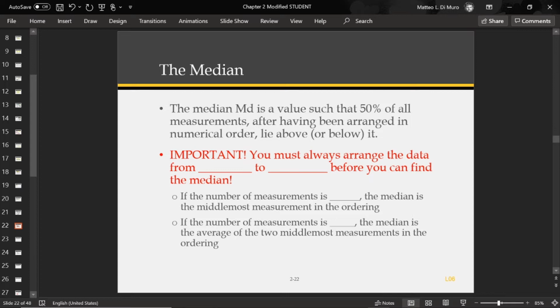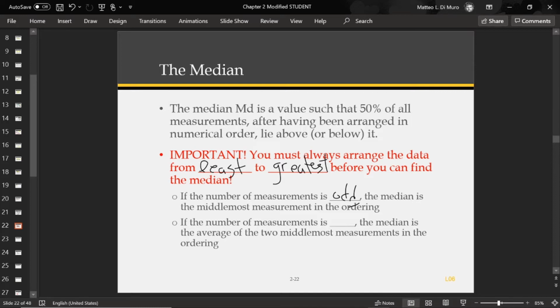We're going to learn a little bit more about the median. I got some fill in the blanks here, so important. You must always arrange the data from, do you remember what I said? From least to greatest. So if I say do the median, you must organize the numbers from least to greatest. Okay? For the average, it doesn't matter. You can add them up in any order, but for the median, you must. Okay, now there are some little stipulations here. If the number of measurements is odd, as in, let's say you have 5 data points, the median will be the middlemost measurement in the ordering, right?